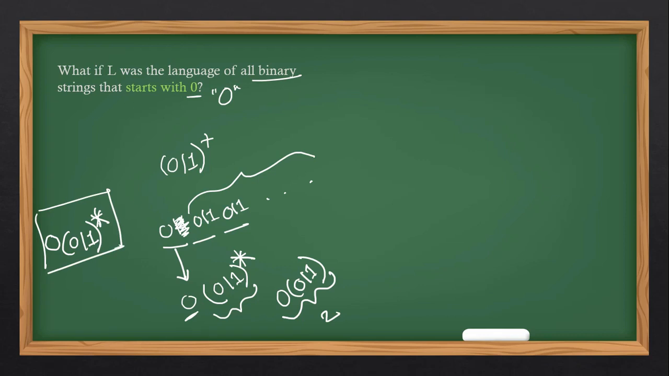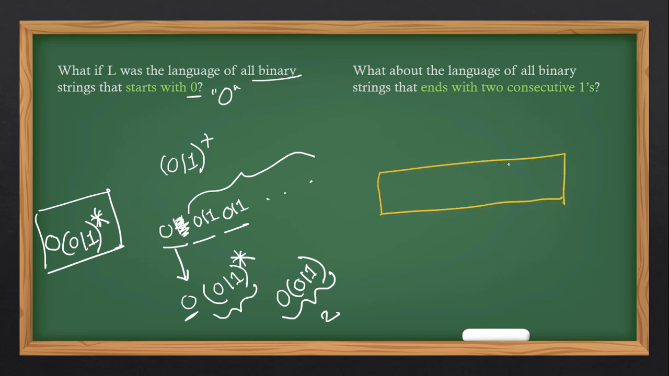So moving on with our next example here. This is pretty similar to the last one, but instead of starting with 0, now our binary strings want to end with 2 consecutive ones. So let's say this is our binary string. What we are saying is that the last 2 symbols are going to be 2 ones. Now the question is, what can we have in this place? Well, we can have a lot of things, but all of those things have to be created using these 2 symbols, either 0 or 1.